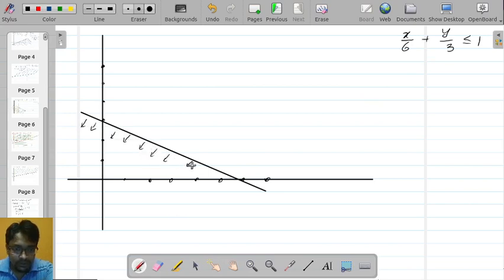So the origin satisfies this inequation, so the inequation represents this type of region, the region on this side. The other one is x greater than or equal to 1. So for x equal to 1 we will plot the line. We plot the line corresponding to x equal to 1, right? So you plot this.